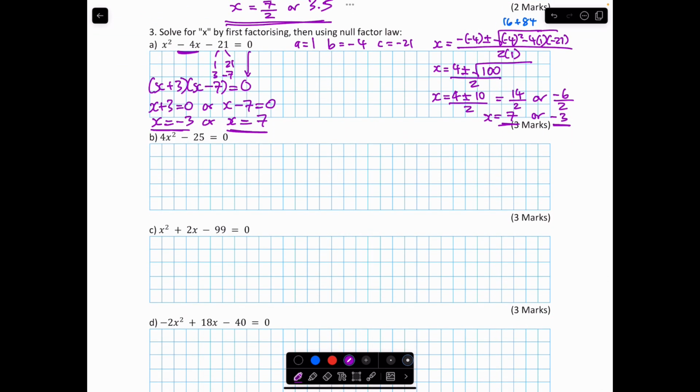Solve by factorizing. First, no common factor, no common factor.